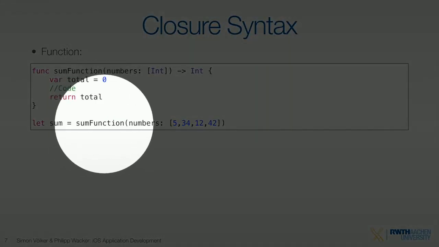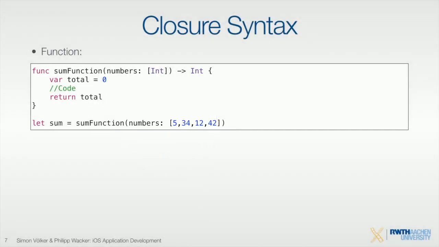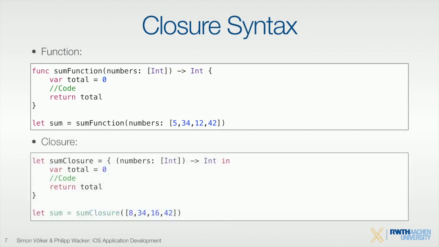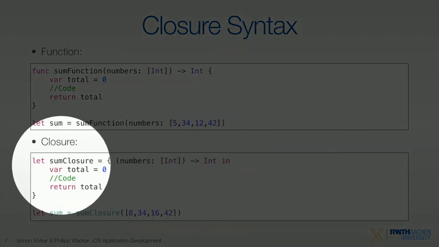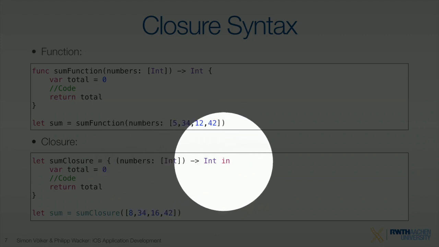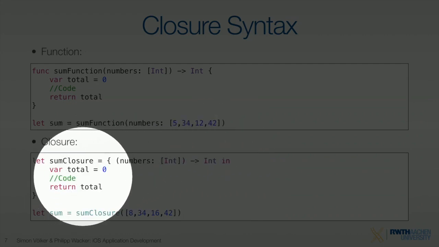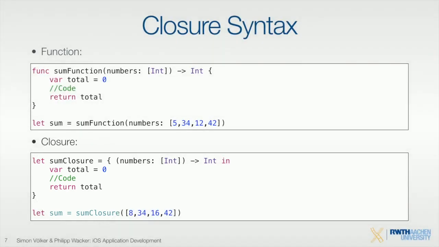And to call that, I call the name of the function, set the numbers, and pass over the array that contains the numbers that I want to add up. So, a similar thing as a closure. You have your constant that you assign the closure to, and then you specify the parameters that are passed to it. Again, an array of integers. Specify the return type, and then you have the in keyword. And then, same as for the function, you have the code: set the total, sum it up, and then return the total.